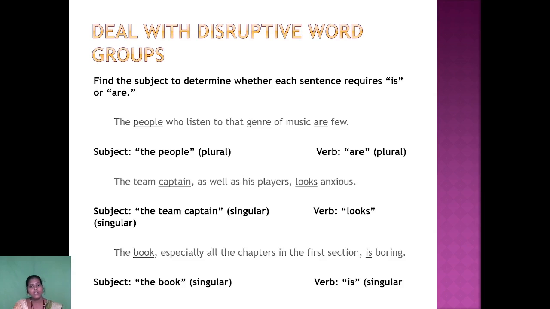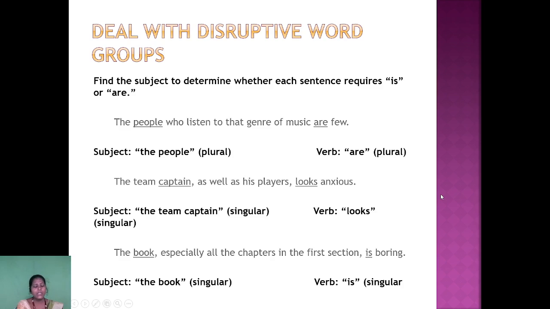Then second, deal with distributive word groups. Find the subject to determine whether each sentence requires is or are. For example, the people who often listen to that genre of music are few. So the people is considered a plural form, and are is considered a plural verb. So what is the sense? A singular subject takes a singular verb, and in the same way a plural subject takes a plural verb. That is an example. The people is a plural word and are is also a plural verb.